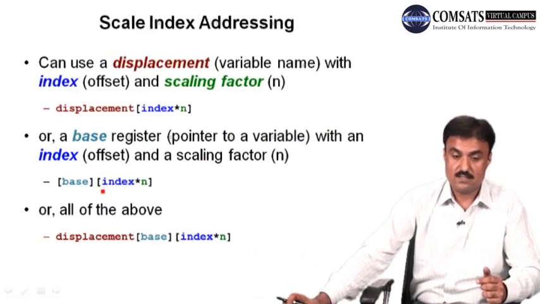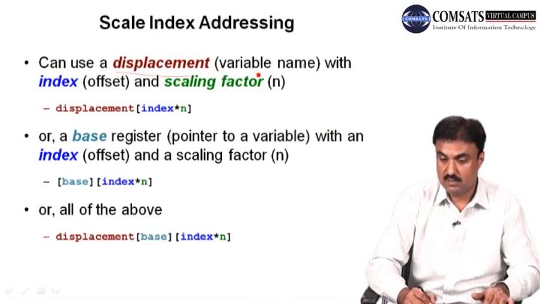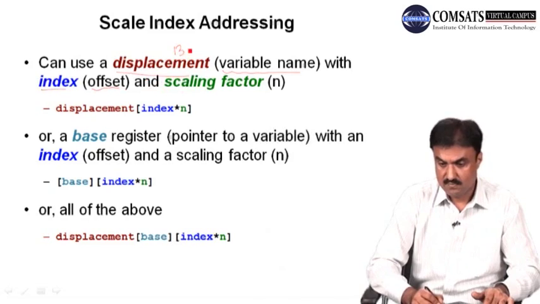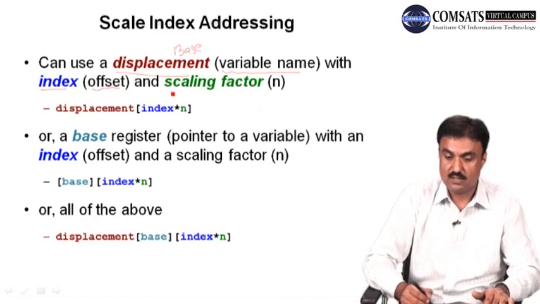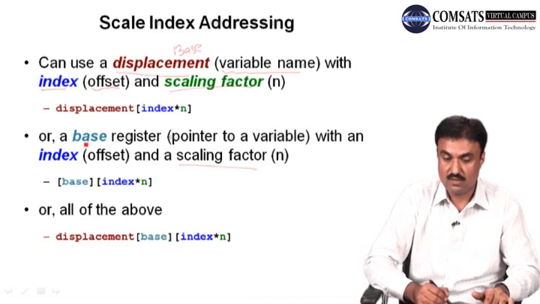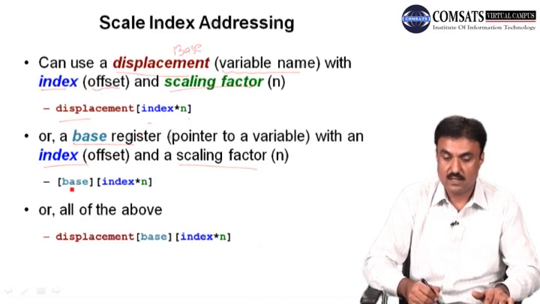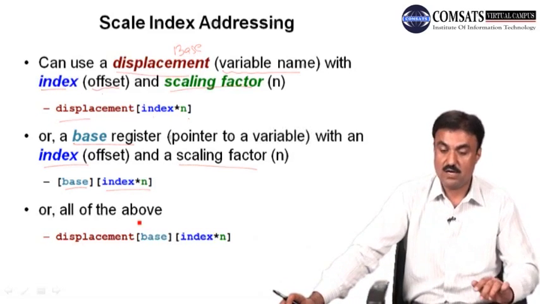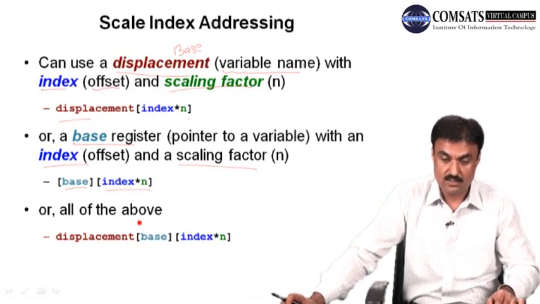So scale index addressing can use the displacement. Displacement is nothing but the variable name, and then index, this is the offset. So actually this one works as a base. So here you can see it is a base, then we have the index, and then we have the scaling factor. So it can be displacement, index multiplied by base, or maybe base, index multiplied by n, or all of the above. You can use any of the formats. There are multiple formats for the SIB byte or the scale index addressing mode.